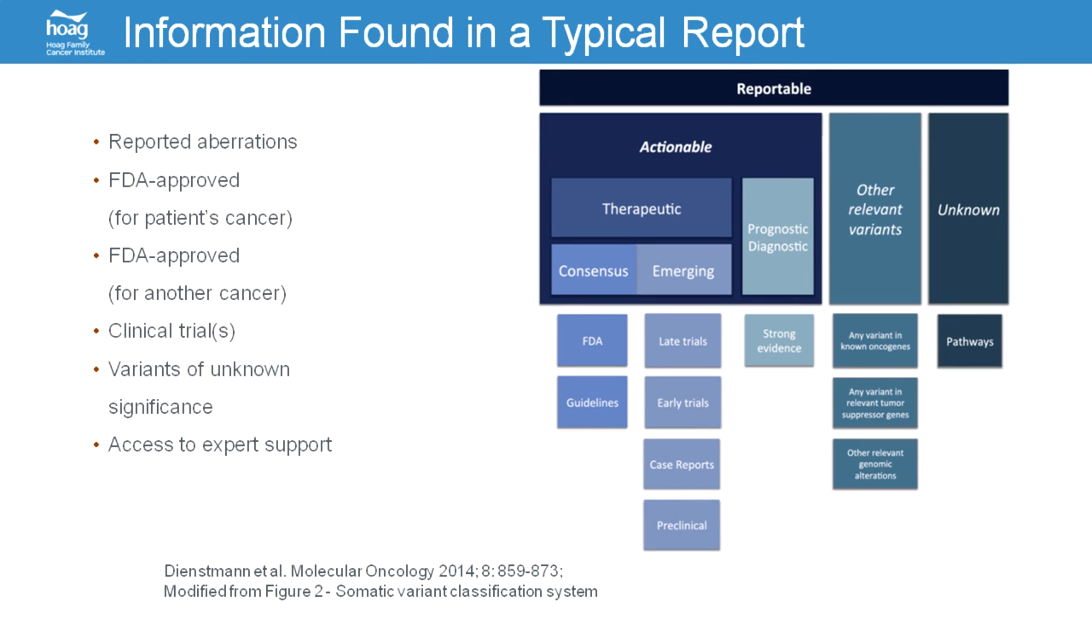So the information that's found in a typical report is the reported aberrations, or the variants in the tumor. They'll annotate it toward drugs that are FDA approved for that particular cancer. For argument's sake, if you have an ALK rearrangement in a lung cancer, they'll annotate it to the class of drugs called ALK inhibitors, like crizotinib or ceritinib. And there's level one evidence that suggests that that's an efficacious treatment for that patient's tumor.